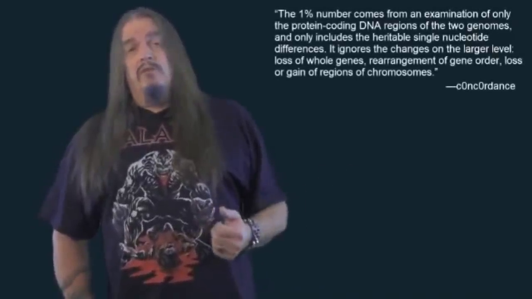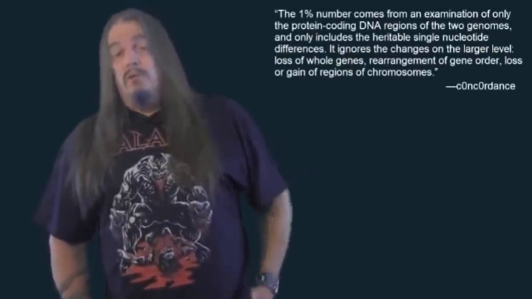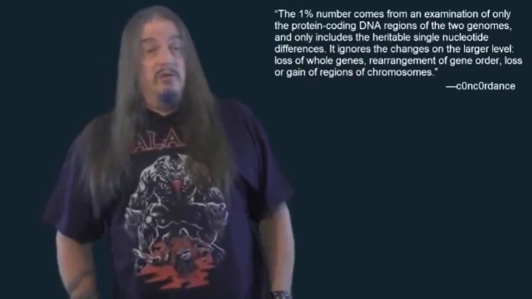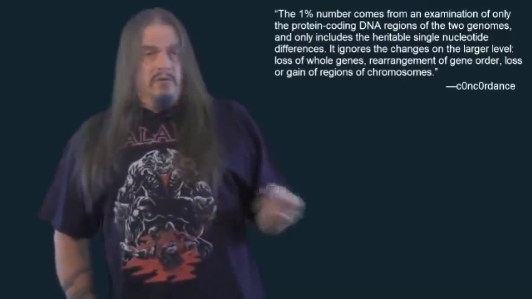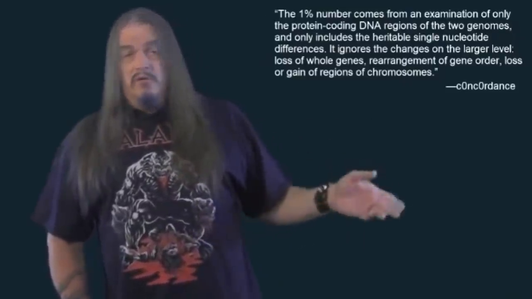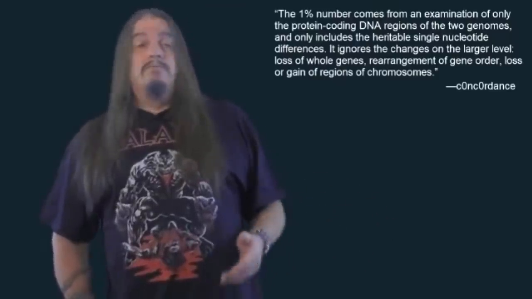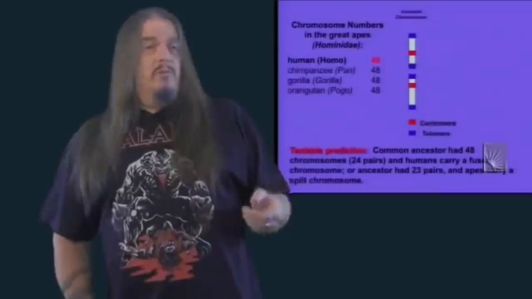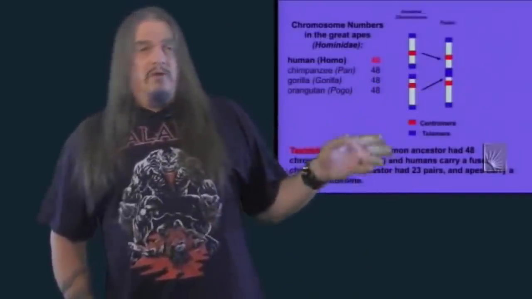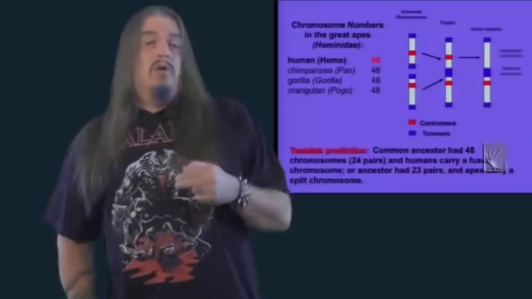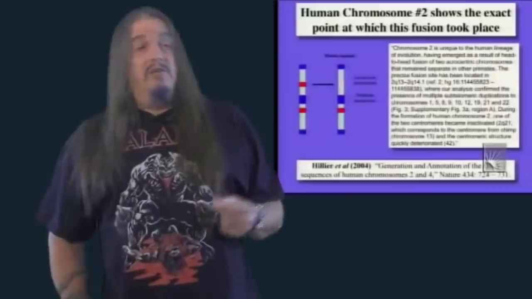According to one geneticist I've worked with on a number of projects, the 1% number comes from an examination of only the protein-coding DNA regions of the 2 genomes and only includes heritable single nucleotide differences. It ignores the changes on the larger level: loss of whole genes, rearrangement of gene order, loss or gain of regions or chromosomes. For example, at some point after our separation from what would become chimpanzees, 2 of their chromosomes were fused into 1 in us, and biologists have identified the exact location and signatures of that fusion.